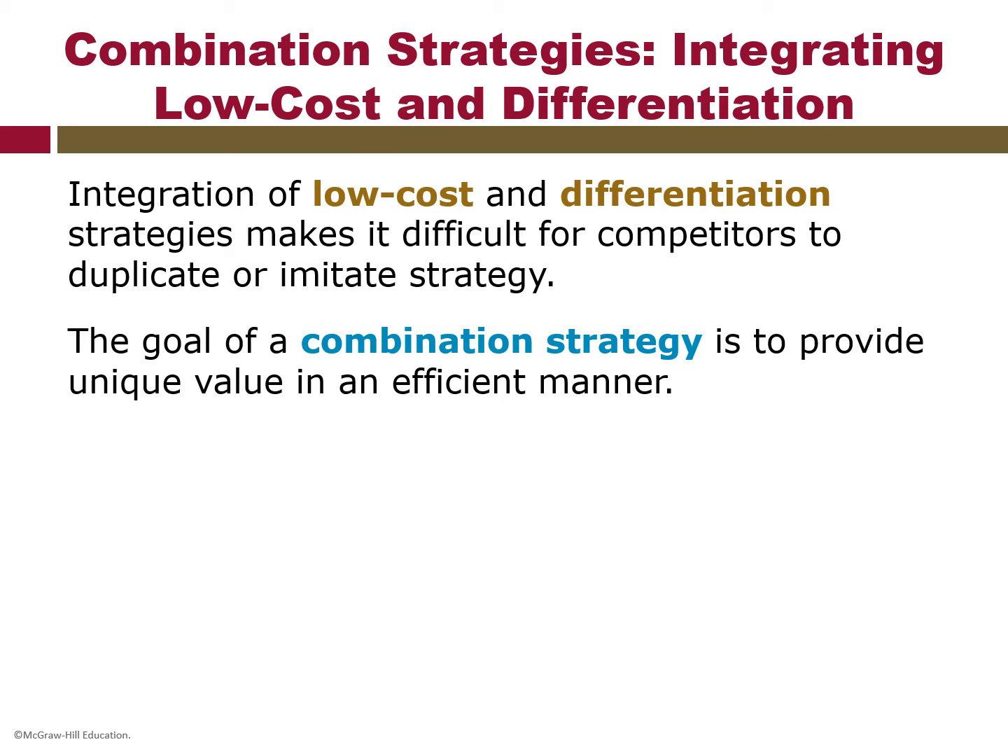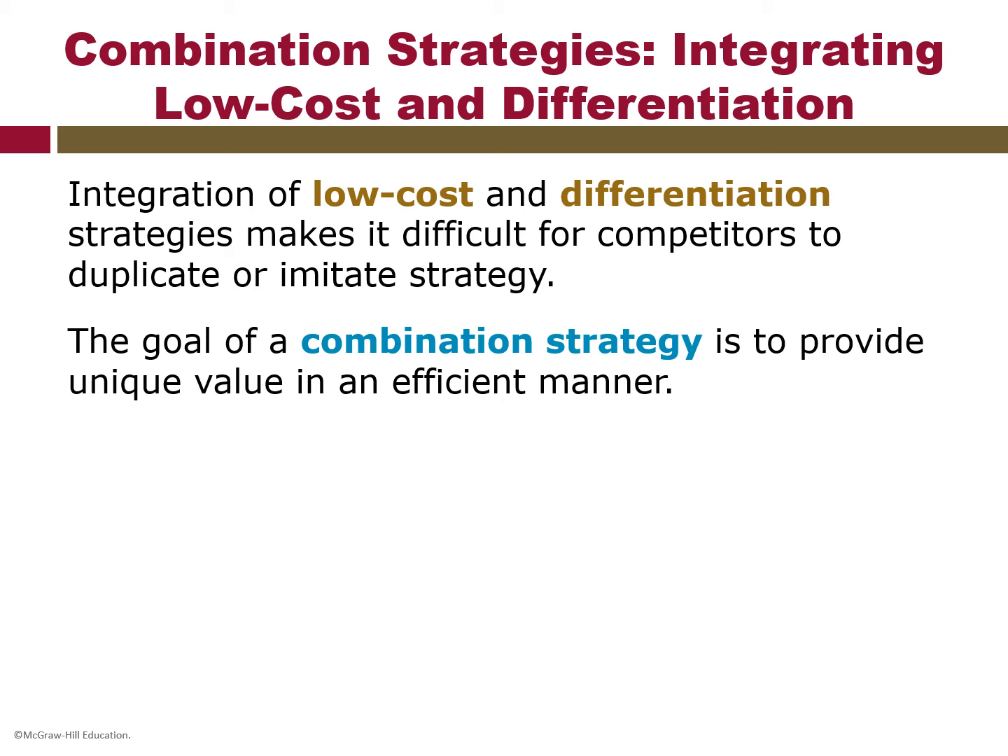Combination strategies: integrating the low cost and differentiation strategies. Firm integration of various strategies can provide multiple types of value to customers. A combination low cost and differentiation strategy will enable a firm to provide two types of value to customers: differentiated attributes, for example, high quality, brand identification and reputation, and lower prices because of the firm's lower cost in value creating activities.